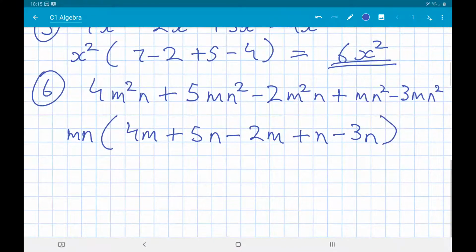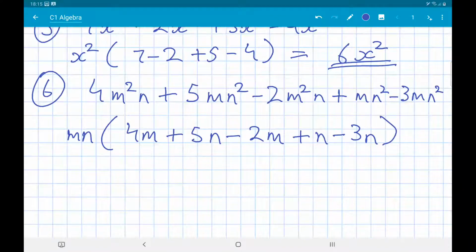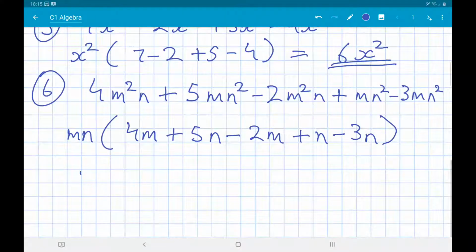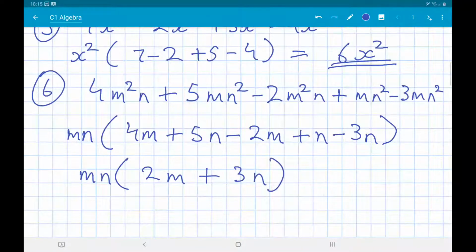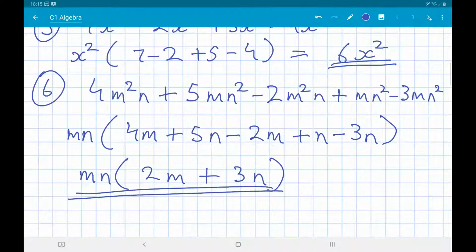Okay, cool. And we can further simplify that by grouping the like terms as such. So we're left with mn on the outside again, and we have 4 minus 2, which is 2m, plus 6 minus 3, which is 3n. Okay, and that's our final answer. What we can do is just lock it in.